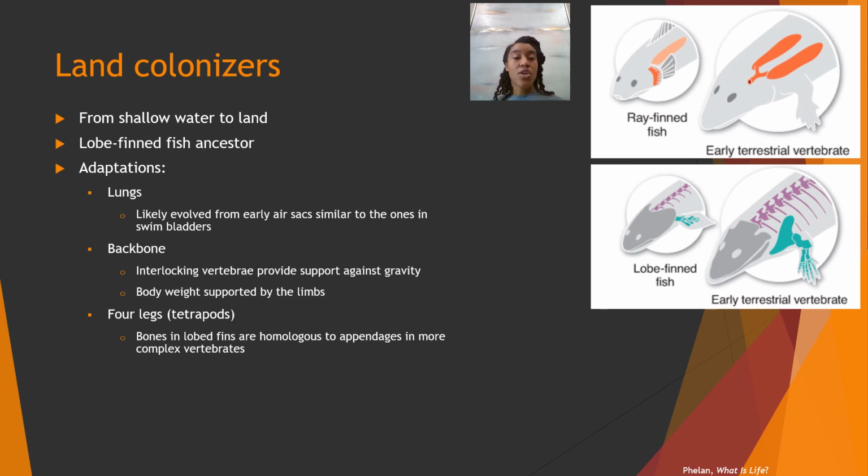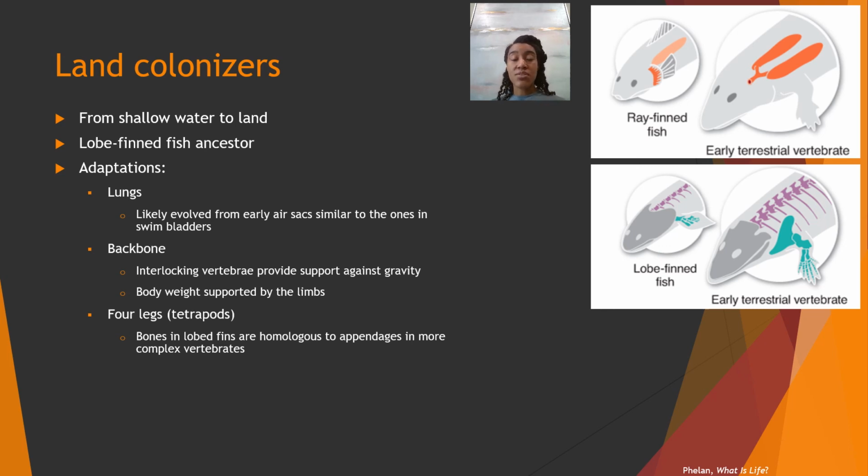Additionally, these lobed-fin fish had to develop a backbone, and a backbone is basically just interlocking vertebrae that provide support against gravity. This is really important because if you live in an aquatic environment, you don't have to fight the forces of gravity so much, because there's water below you, water above you. You just swim through the water. But once you're on land, the pull of gravity is a lot stronger and can have a detrimental effect if you don't have a nice, strong support system.